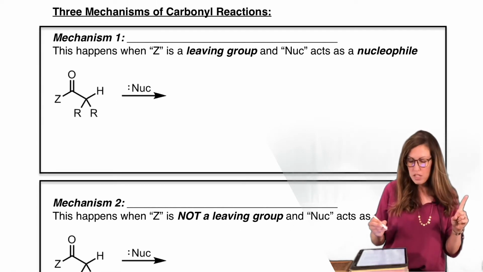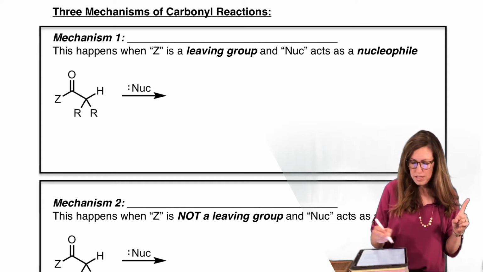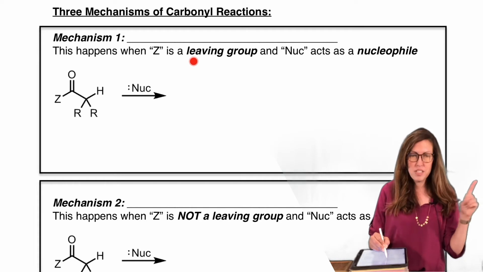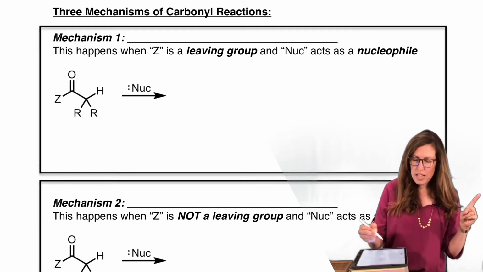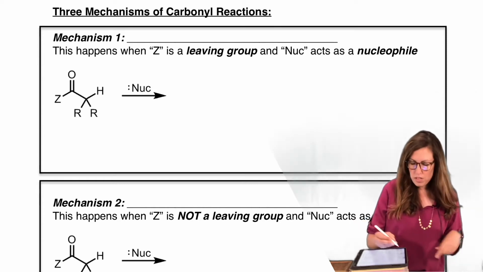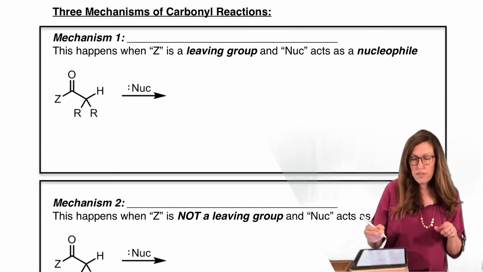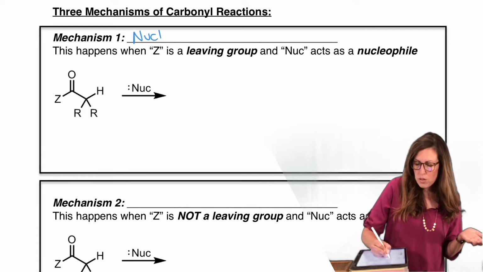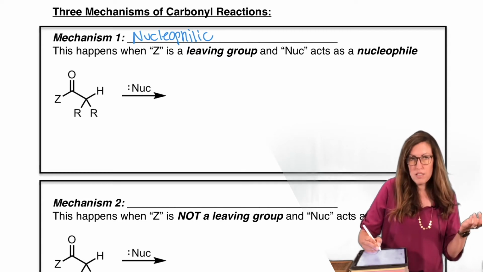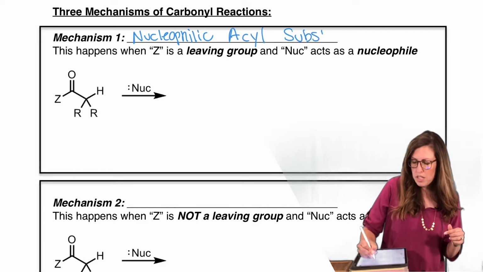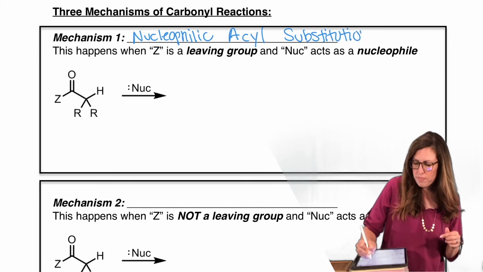Mechanism number one: Z is a leaving group. Okay, that's kick. You kicked it off, right? So it must be AOCK. That means that we had a nucleophile replace the leaving group. Because a nucleophile replaced the leaving group, that must be called the type of substitution. So nucleophilic is the nucleophile. Acyl is the group that got attacked. Substitution is the category of reaction.